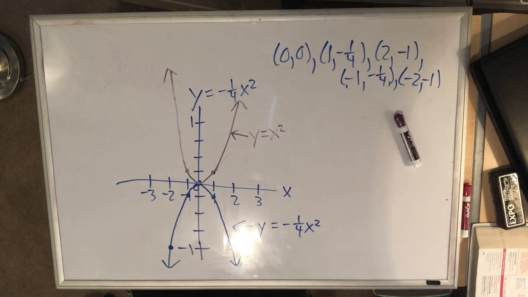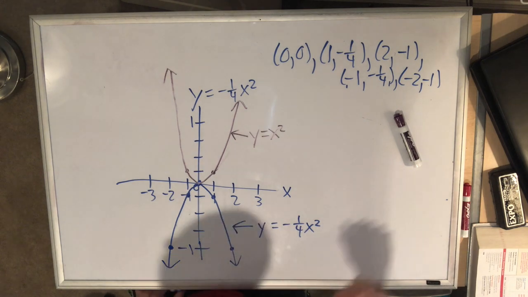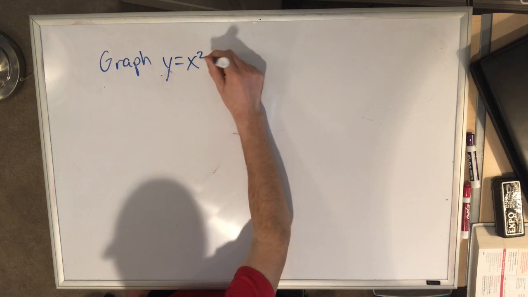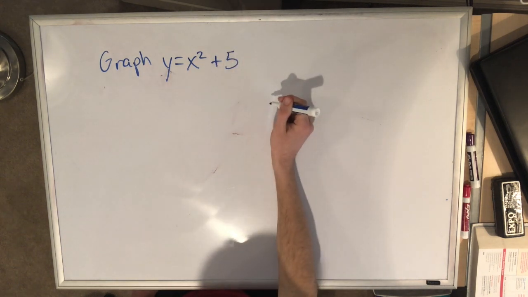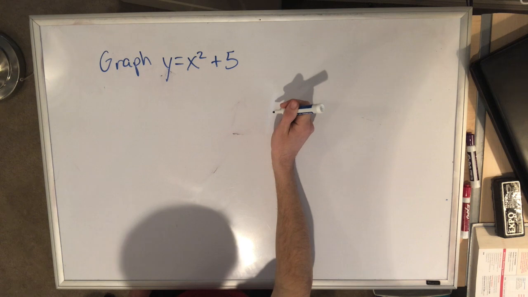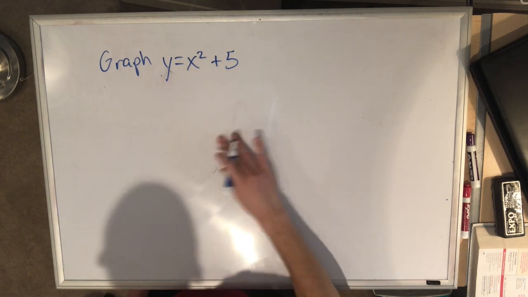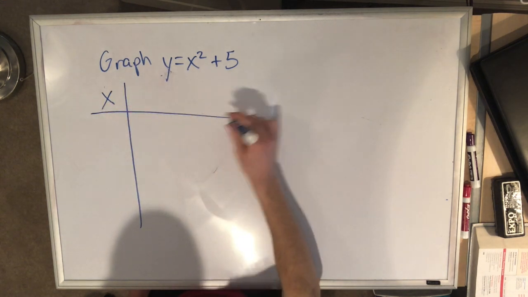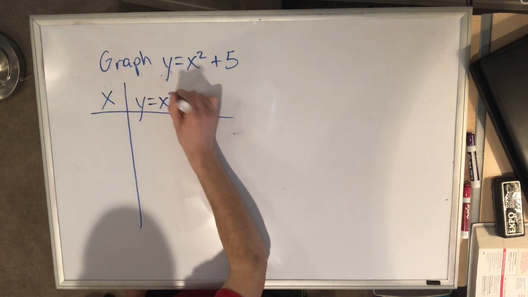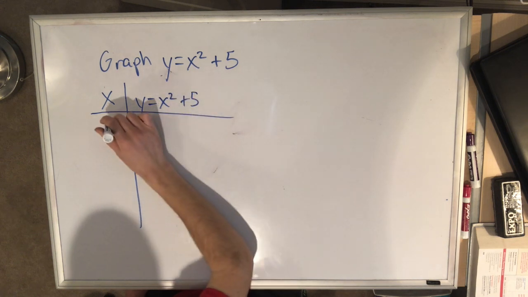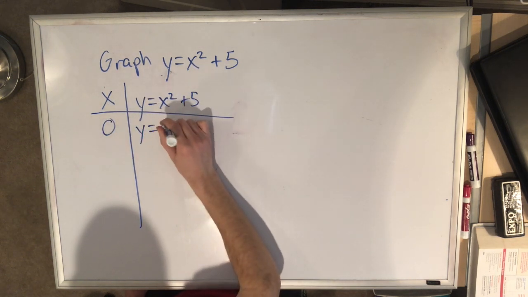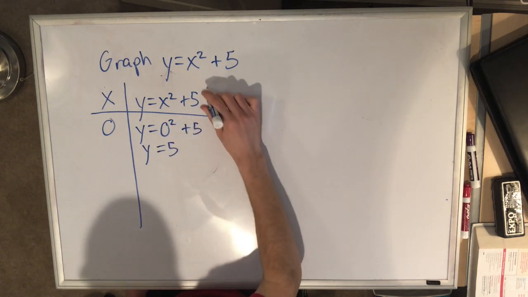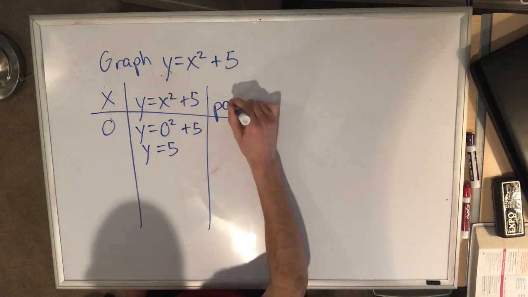Now let's look at example 3. Graph y equals x squared plus c. Y equals x squared plus 5. So our c is positive 5. And we'll compare the graph with the graph of y equals x squared. Let's make a table of values. Substituting in 0 for x, that's y equals 0 squared plus 5, which is going to be y equals 5, which gives us the point 0, comma 5.